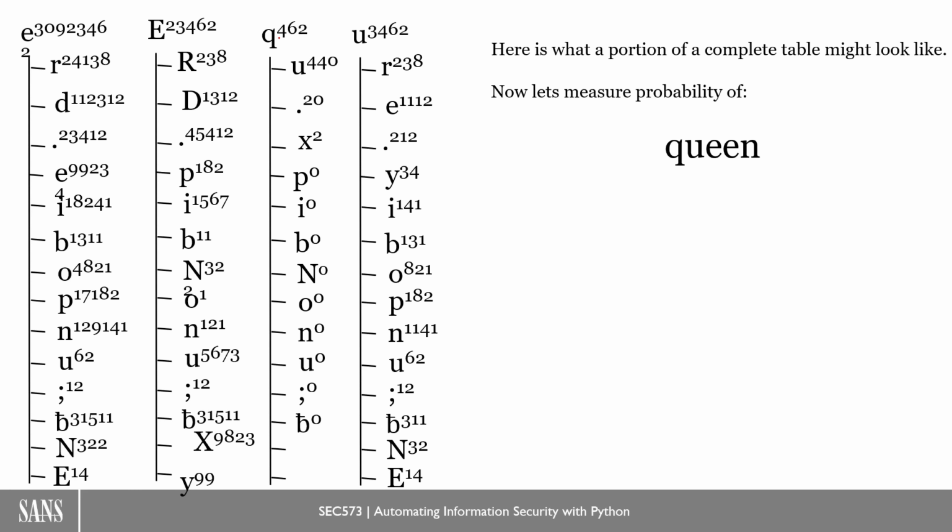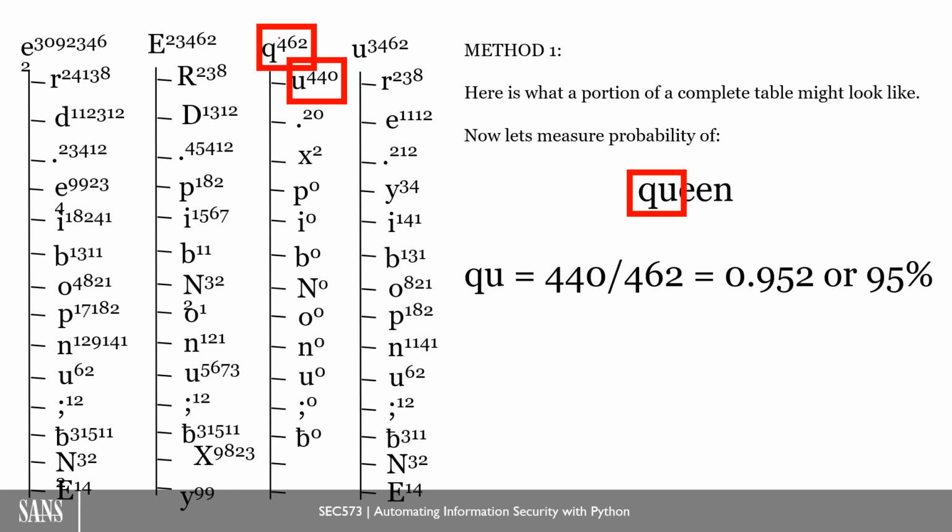So in measuring the word queen, I'm going to take my first character pair here, QU, and I'm going to go look at the numbers that I have in there. And I say, okay, Q, 462 of those followed by 440 U's. So 95% of the time, the letter U followed the letter Q. That's in normal English text. It's actually more like 98% of the time. If you have a Q, a U is going to follow that. So that's a very high character probability.